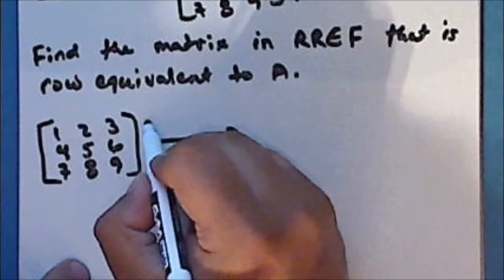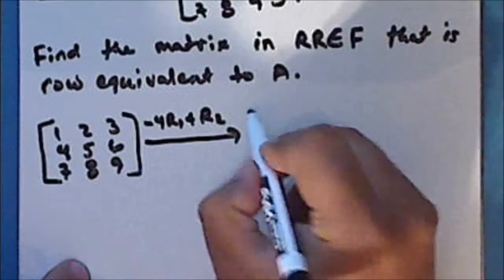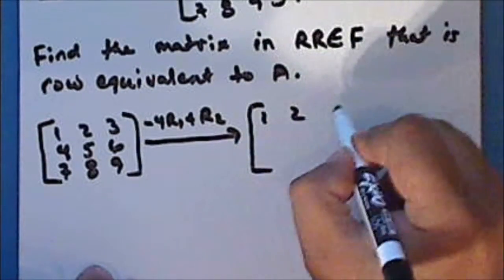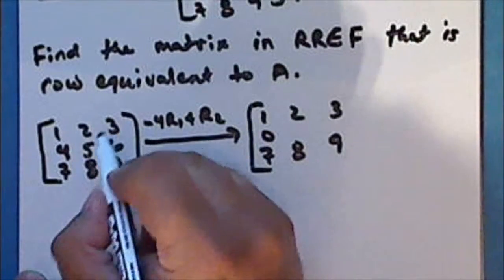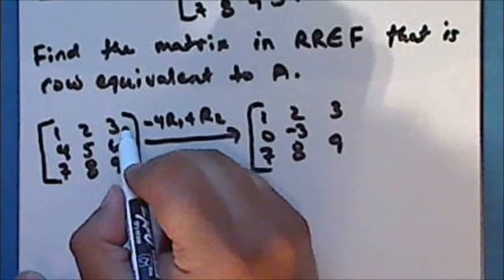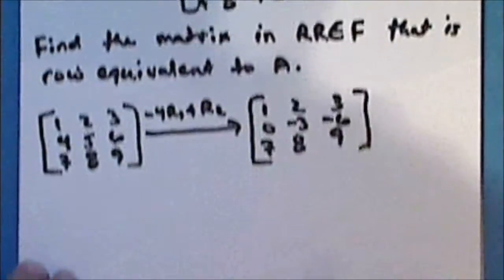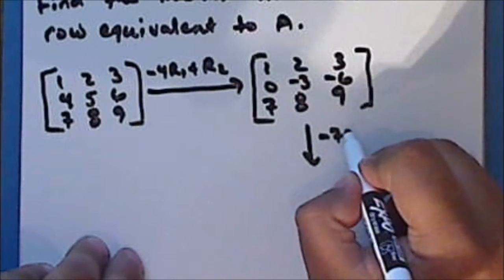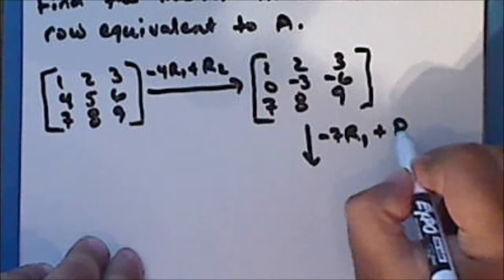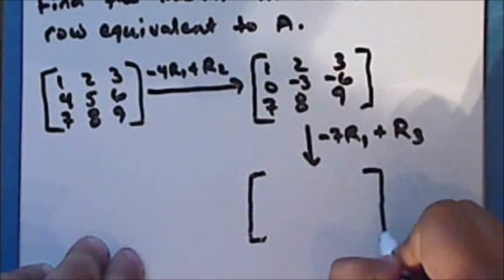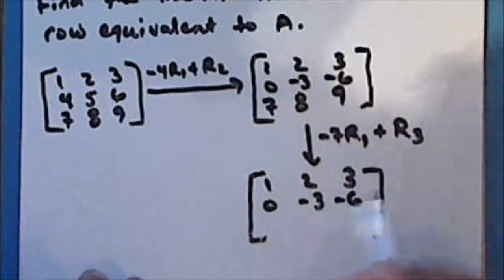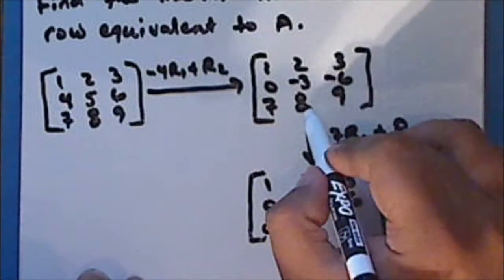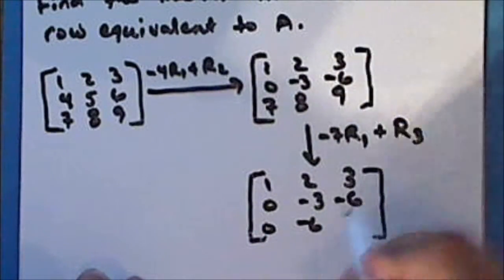So first, we will multiply by -4 times row 1 and add this to row 2. -4 plus 4 is 0. -8 plus 5 is -3. -12 plus 6 is -6. So now we need to cancel the 7. And so we will multiply row 1 by -7 and add this to row 3. So -7 plus 7 is 0. -14 plus 8 is -6. -21 plus 9 is -12.